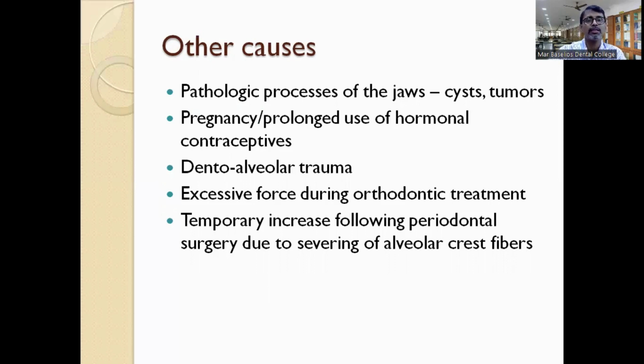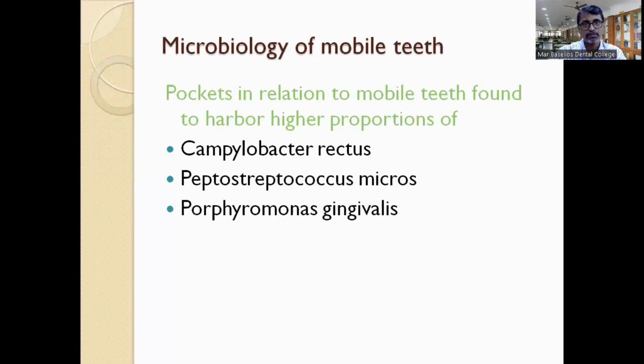Now, you will see a transient or a temporary increase in tooth mobility following periodontal surgery. Now, this occurs due to the severing of alveolar crest as well as the transseptal group of fibers. Because when you are doing a flap surgery, we are severing or we are incising the transseptal and the alveolar crest group of fibers, which are essential for maintaining the teeth in their position. So when we cut those fibers, the tooth will have more freedom to move, and that is why following periodontal surgery we will see a transient increase in tooth mobility.